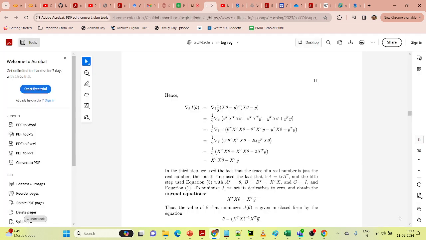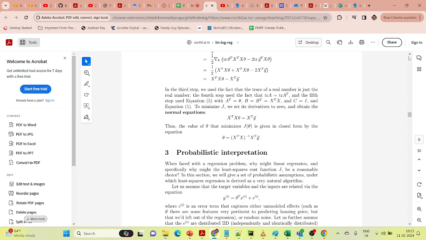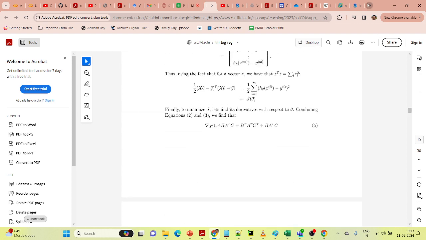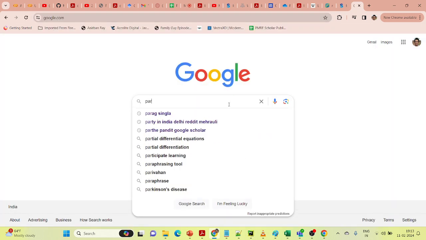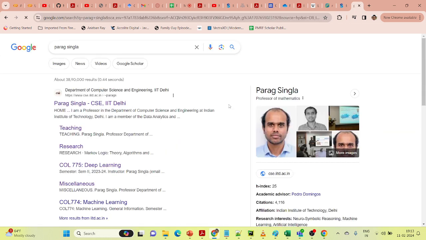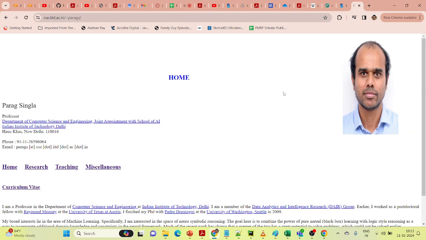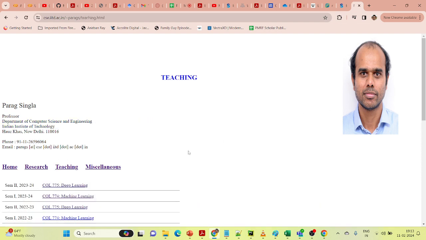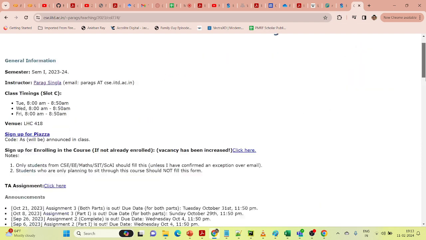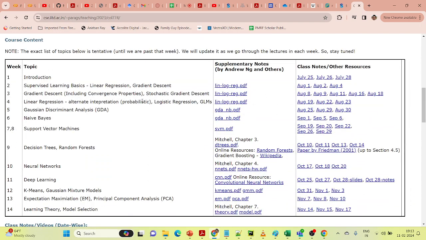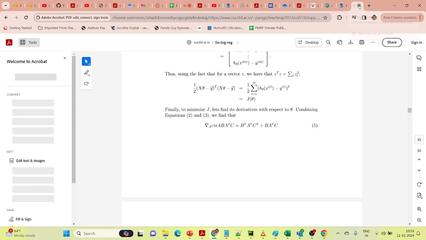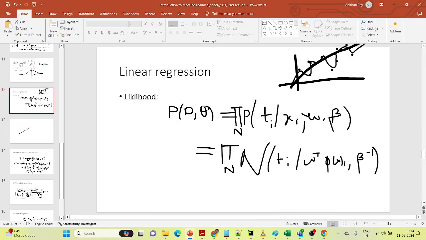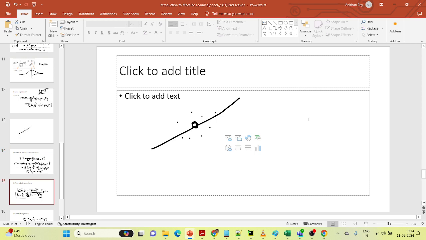So both ways actually. So read this. Actually I got this slide from one of our professors at IIT Delhi. He teaches machine learning, and this one is linear regression. This slide talks about it, so from there you can get it. So those are both ways to derive that.